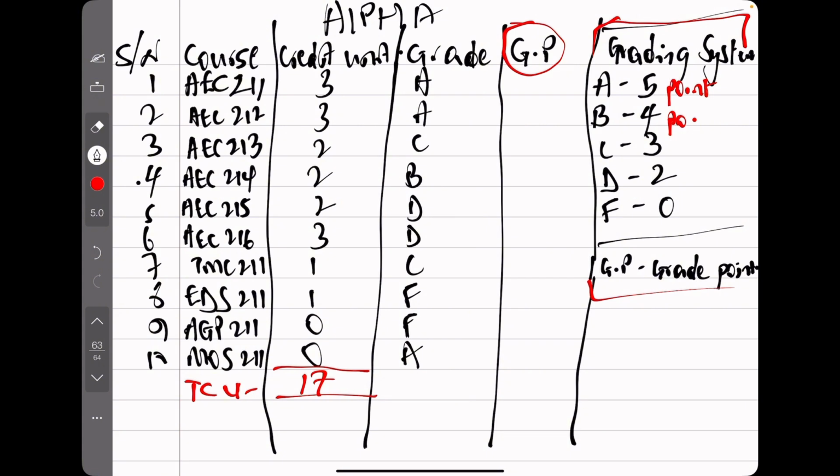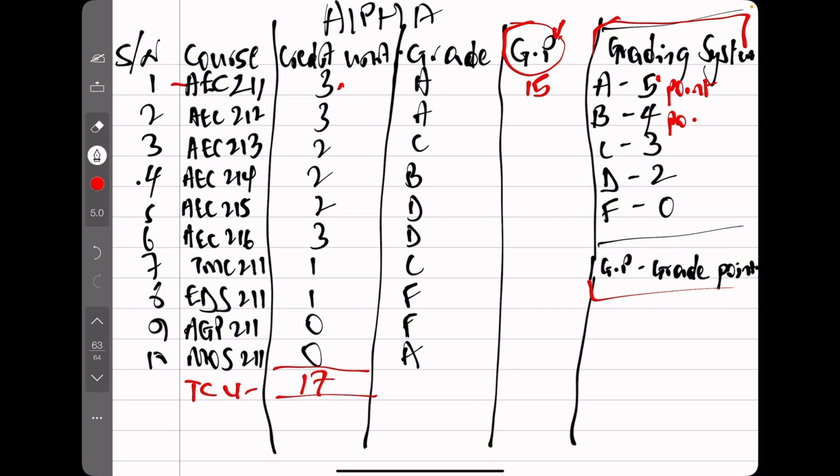So while calculating your grade points, what you do first is to get your grading system. For each of your grades, in AC 211, I have an A. An A in the grading system stands for 5 points. So you do 5 points times your number of units, that's 5 times 3, that's 15. So for AC 211, I have 15 points because the number of units for that course is 3.